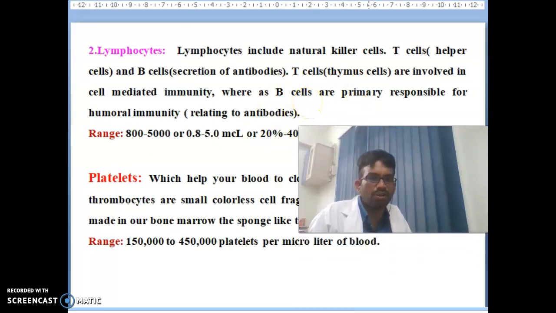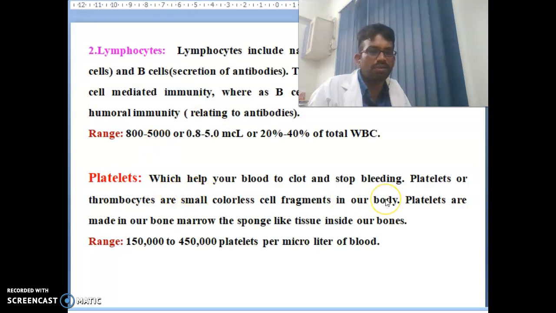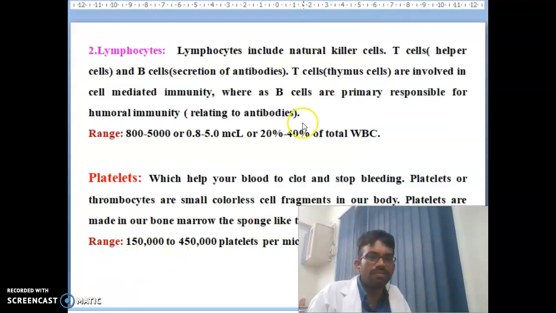Next we will talk about platelets. Platelets also play a major role in testing our body. You can find out how our blood stops bleeding. Platelets help our body clot blood and stop the bleeding. Platelets are thrombocytes, small colorless cell fragments in our body. They are made in the bone marrow, the sponge-like structure. The actual range of platelets in our blood is 1,50,000 to 4,50,000.